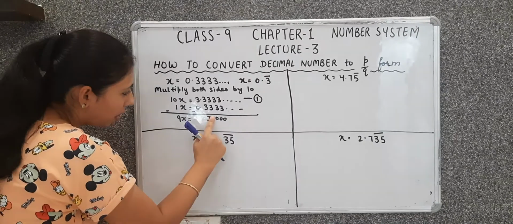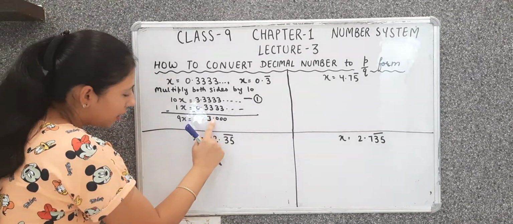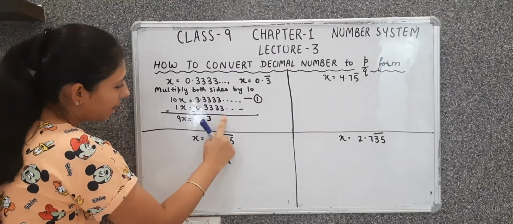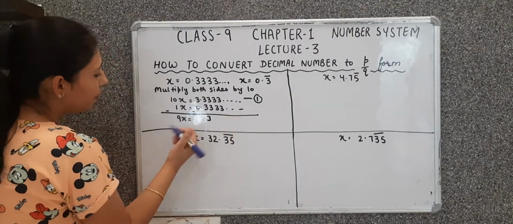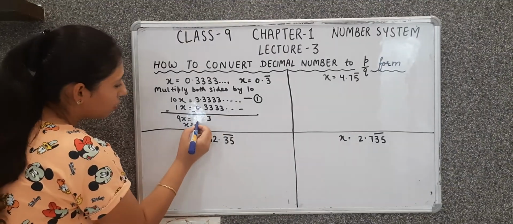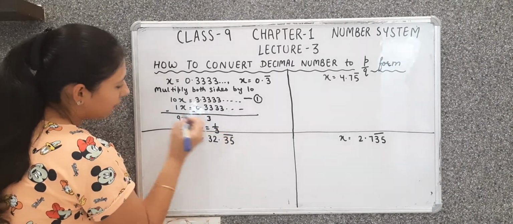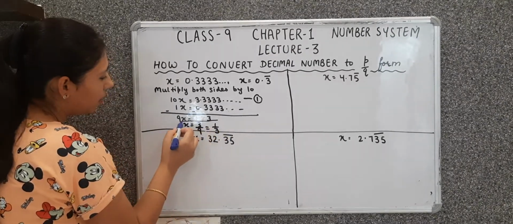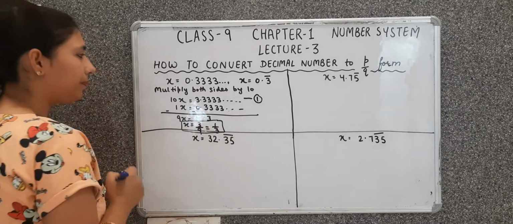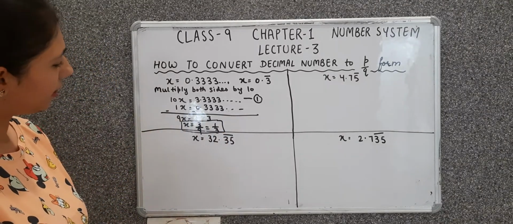So this 0 that I get after the decimal doesn't have any value, so we can remove it. So x is equal to 3 divided by 9, which I can write as 1 divided by 3. So we got the P by Q form. Okay, let's take another example.